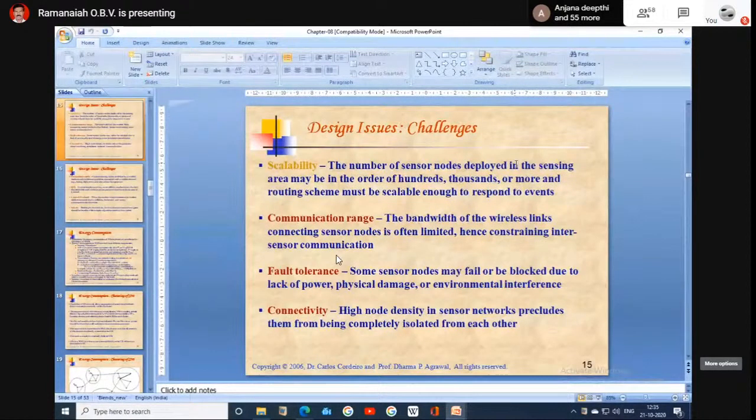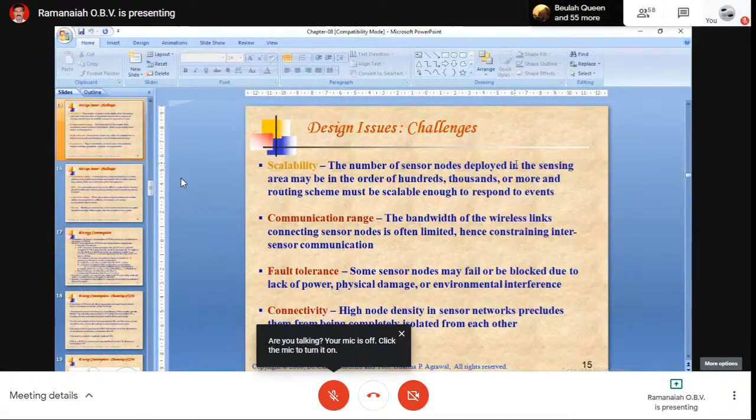Fault tolerance. Some sensor nodes may fail or be blocked due to lack of power, physical damage, or environmental interference. So I said yesterday, when you are deploying by sprinkling from a certain height and they are taking their position on the ground, there may be physical damage. It all depends on the area where you are deployed.